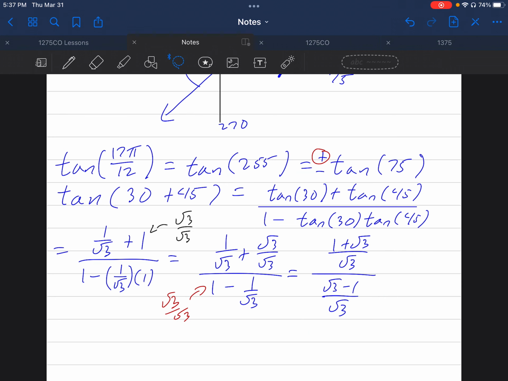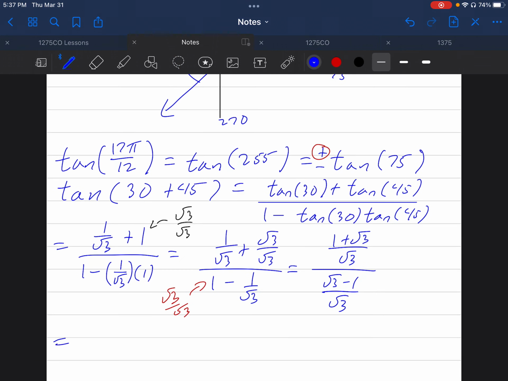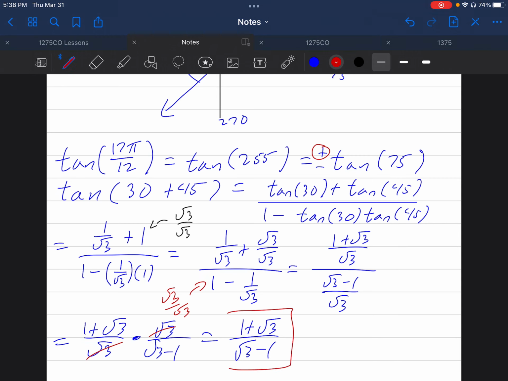This is a complex fraction. Complex fraction is division. So this is 1 plus radical 3 over radical 3 divided by this, which is the same as times its reciprocal, keep, change, flip, radical 3 over radical 3 minus 1. We can cross cancel because of multiplication. 1 plus radical 3 divided by radical 3 minus 1 is your final answer. Some publications might write this differently by rationalizing this denominator, but in my class you don't have to.